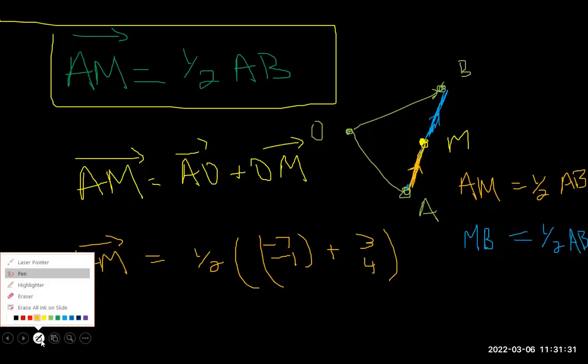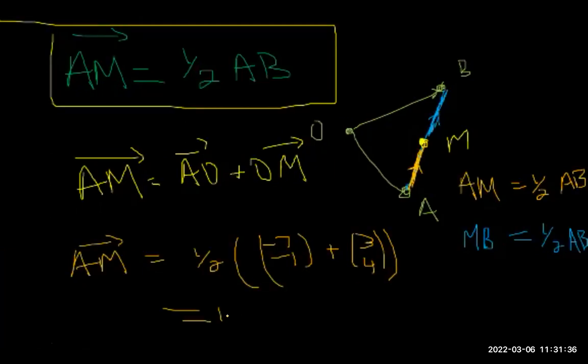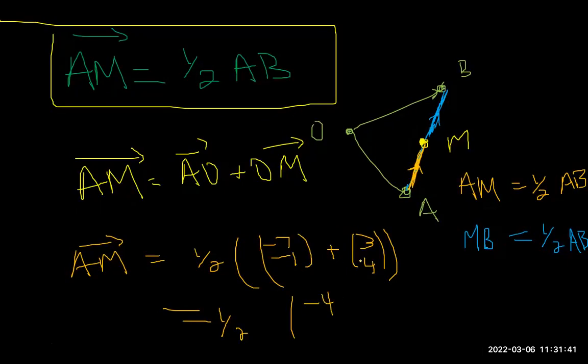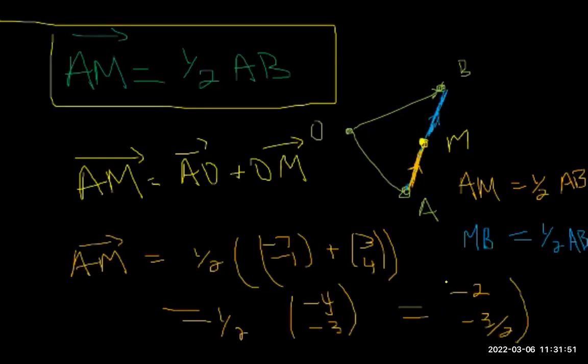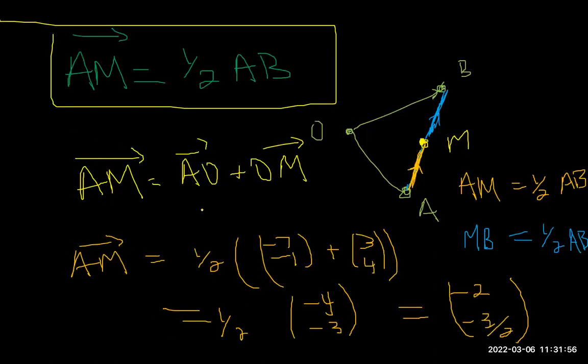Why do I have another bracket there? Anyways, let me just leave it. So this is a half of minus 7 plus 3, which is minus 4. Minus 1 plus 4 is minus 3. And a half of that is minus 2, minus 3 on 2. So now I know what AM is. If I know what AM is, I know what AO is, I can find OM. Just like we did with the example that had PB. Do you understand that?